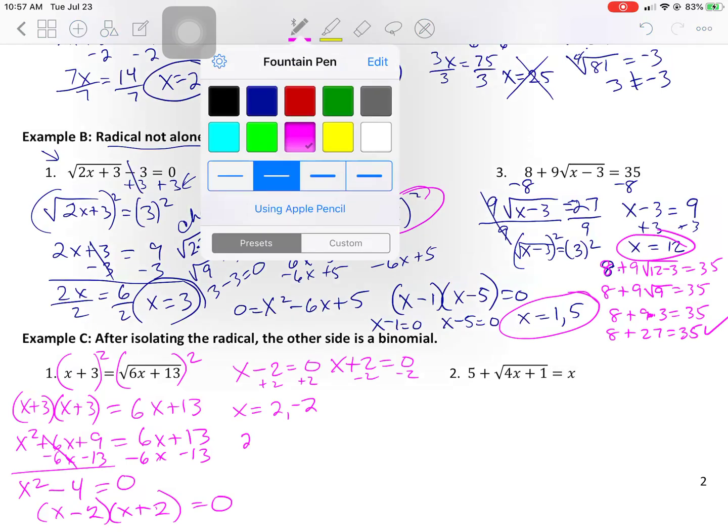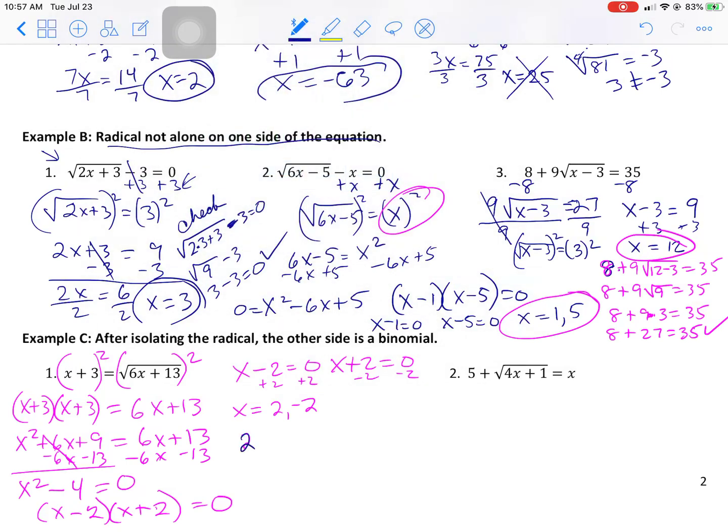So 2 plus 3 equals the square root of 6 times 2 plus 13. All right, so that's 5 equals the square root of 12 plus 13, which is 25. Oh, good. So that's 5 equals 5. So the 2 is okay.